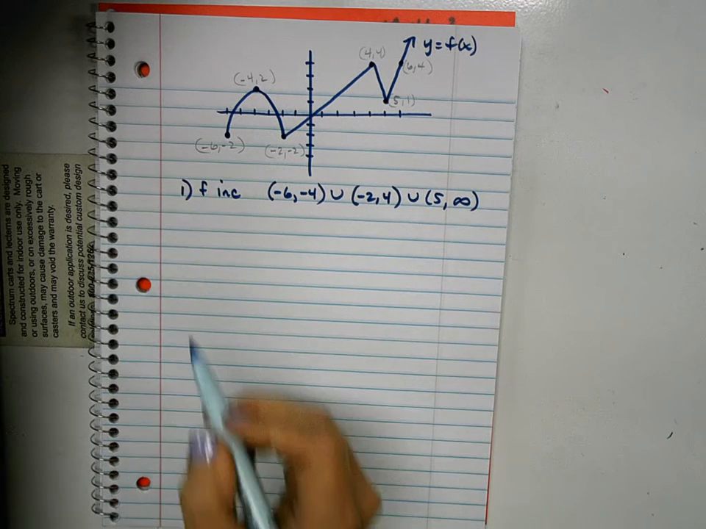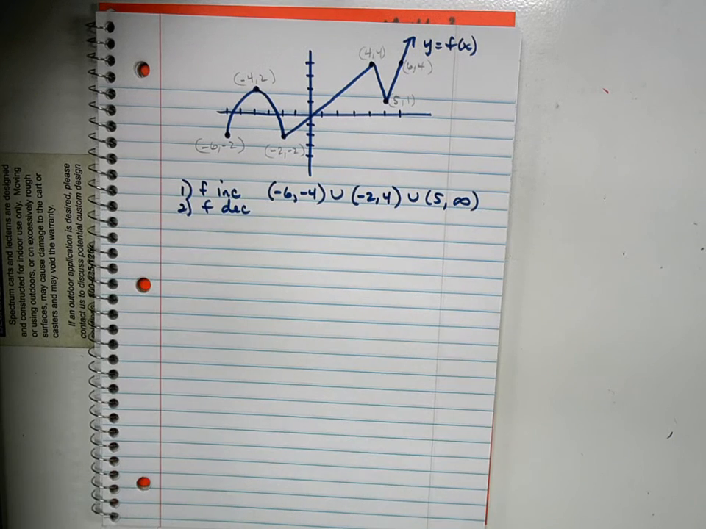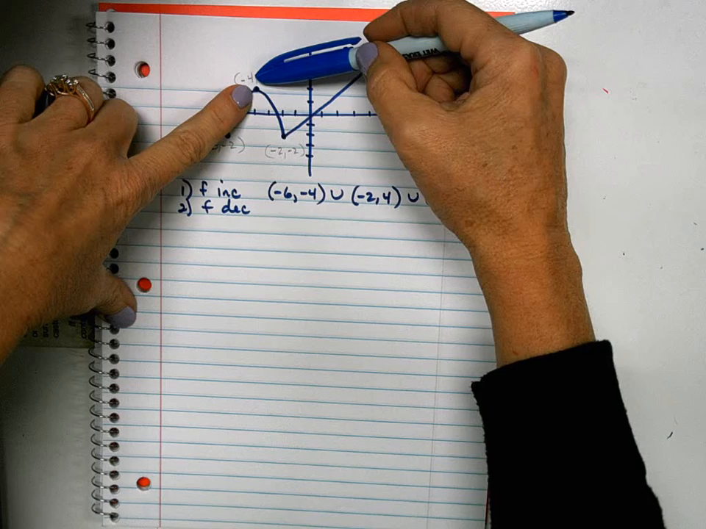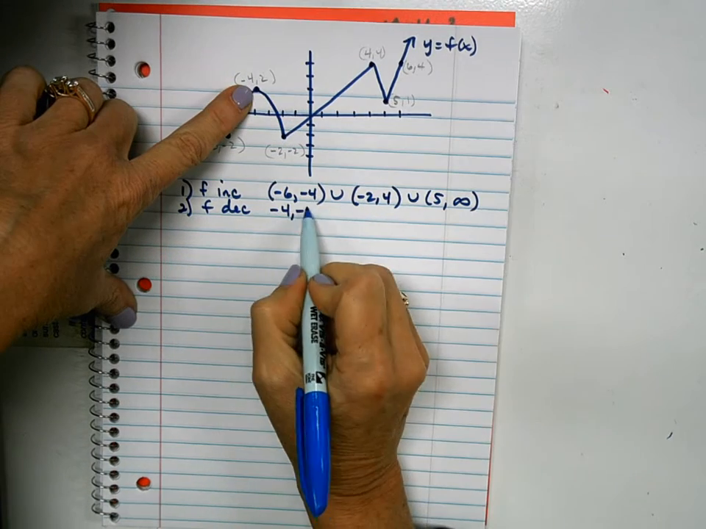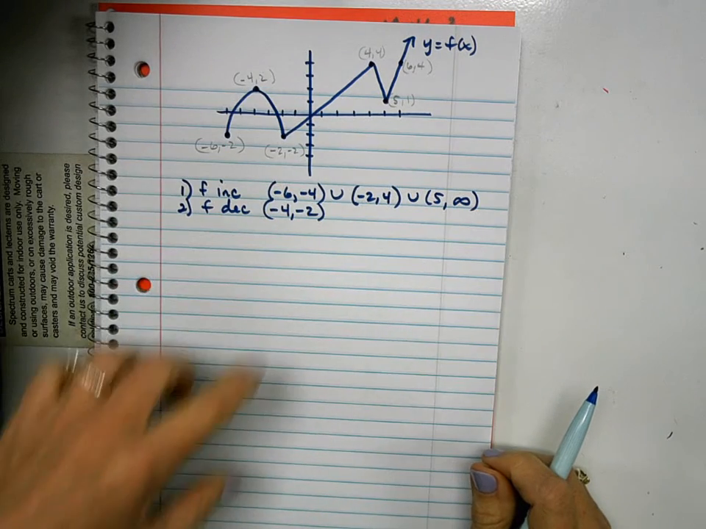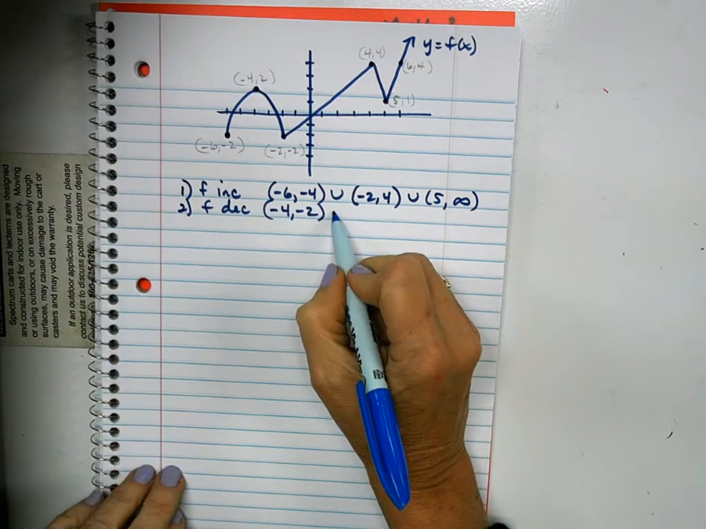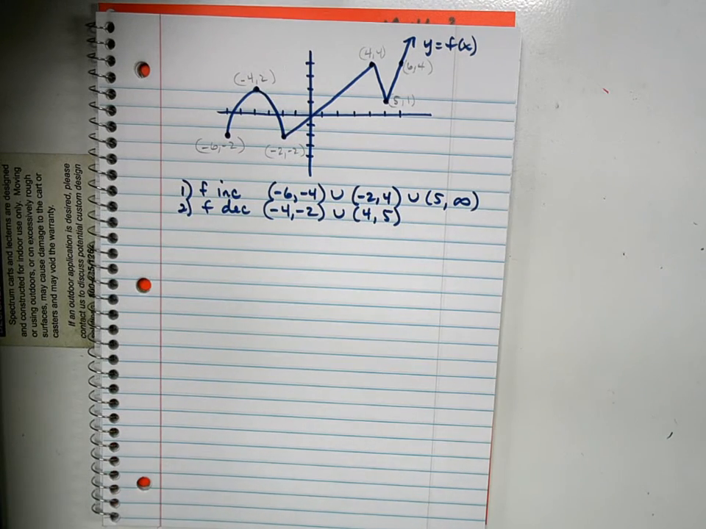Part 2 is going to be where is f decreasing? Where is f decreasing? Okay, so where's it going down? It starts going down right here. What are my x values? -4 to -2. Any place else where this function goes down? Decreases? Right here, right? So from 4 to 5, again, you're looking at the x values. Any place else? No. Does this have any place where it's constant?